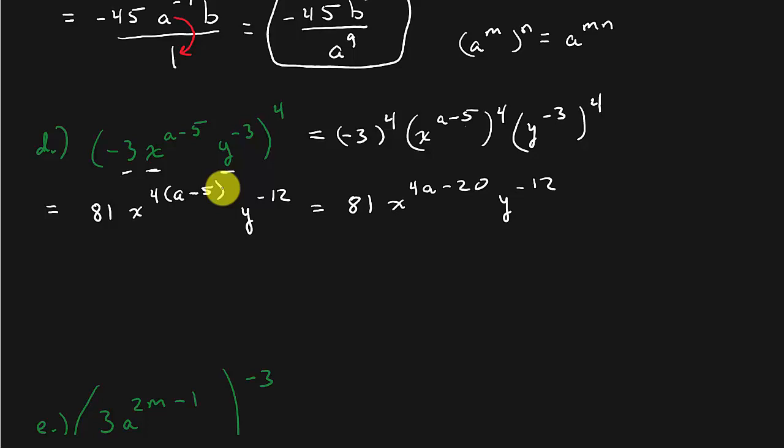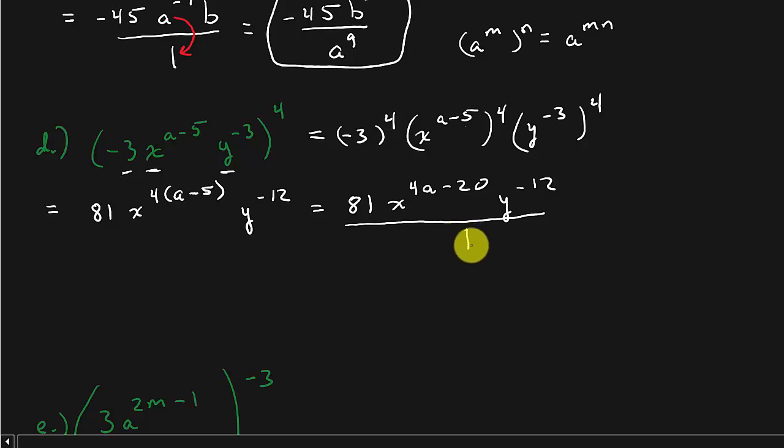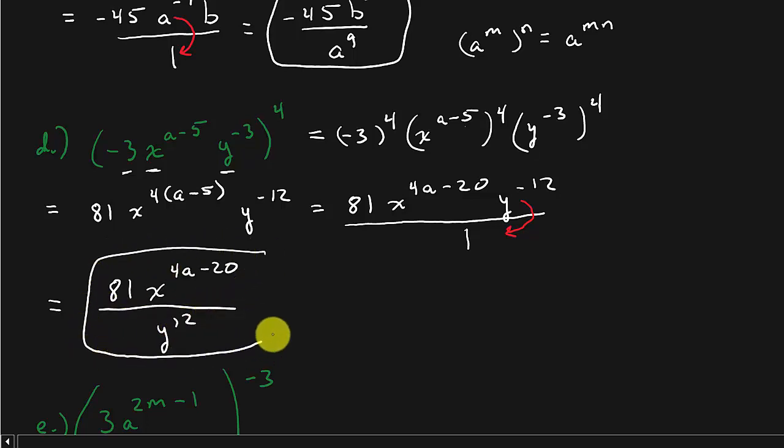So now let's make my exponents positive. And so I look at this as being over 1. And so this y to the negative 12, I move that across the fraction bar. And so that's going to be 81x to the 4a minus 20. This is an a here. Over y to the 12th. And there's your answer. All right.